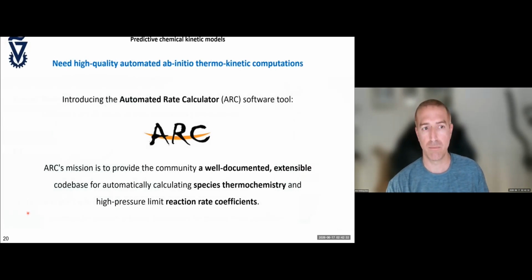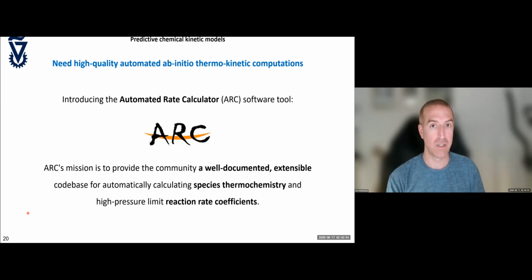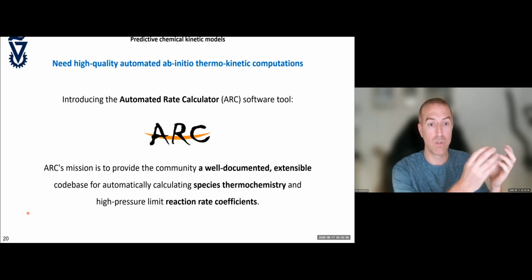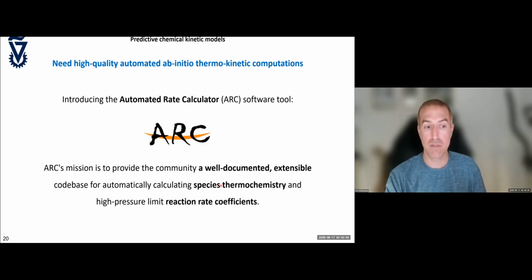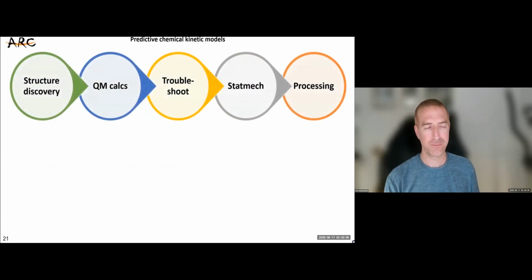The tool we created and we maintain in our group at the Technion is called ARC, Automated Rate Calculator. So ARC will run the high-level ab initio thermokinetic computations. It's a documented tool, an extensible code base that actually works from just strings, from SMILES. It will give us the full thermochemistry of the species and reaction rate coefficients in gas phase or in liquid phase. So what does ARC do?